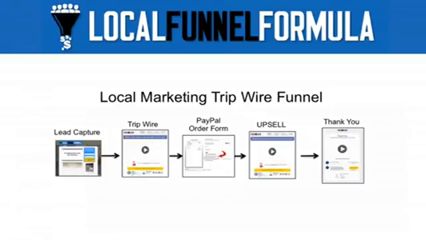So the first thing is, this is what a local marketing tripwire funnel looks like. The reason it's called a tripwire funnel is once we capture the lead from the person coming to our homepage, the next step is to sell them something that's a very low barrier to entry, low cost item that's going to get them to open up their wallet, take out their credit card, and do business with us without having ever met us. So the first thing we're going to do is get them to order something very low cost, and then from there we'll take them to an upsell and finally a thank you page.